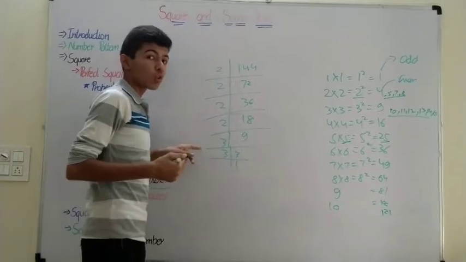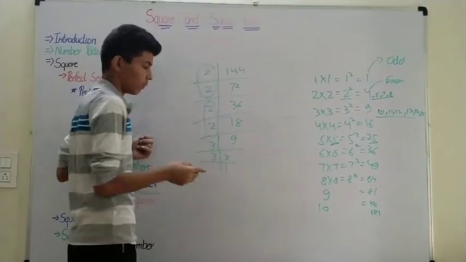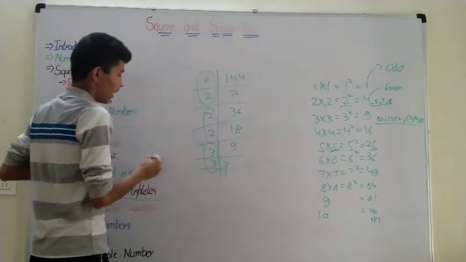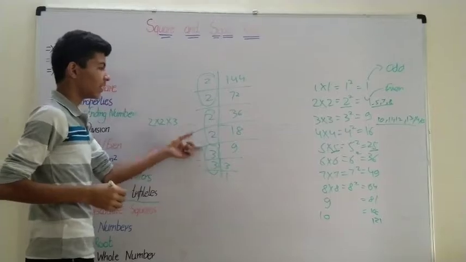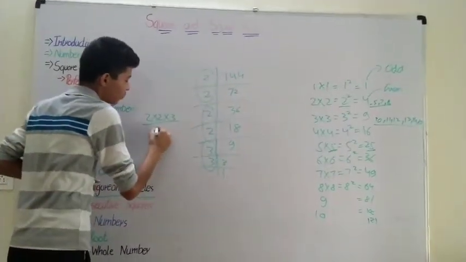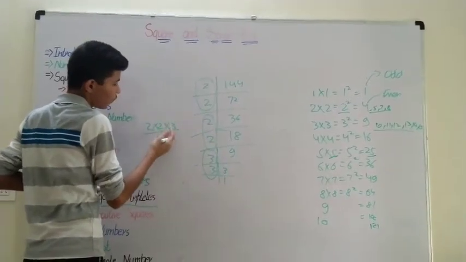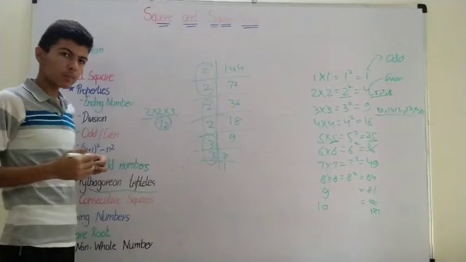Now we have to make the pairs of 2, because the square is nothing but multiplying 2 numbers. So I get 2 multiplied by 2 multiplied by 3. We are taking each number from a group only once. So this answer is 2 multiplied by 2, that is 4, 4 times 3, that is 12. So this is the square root of 144.